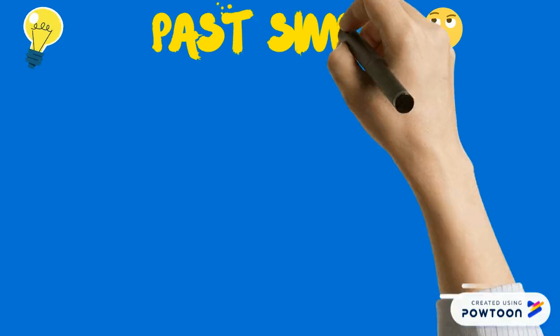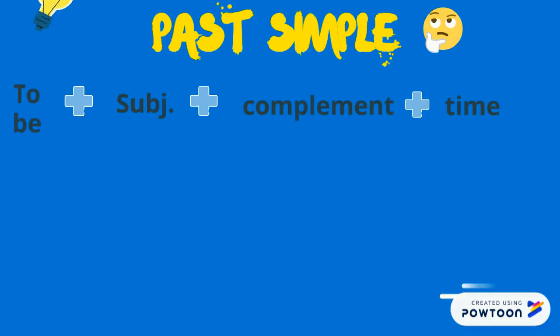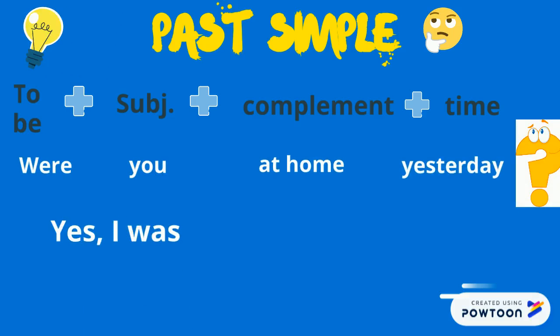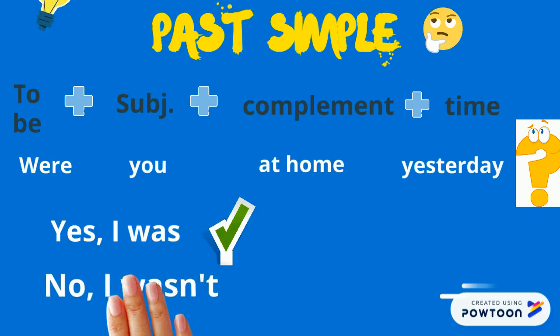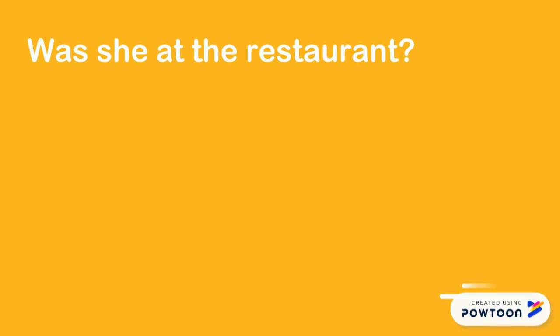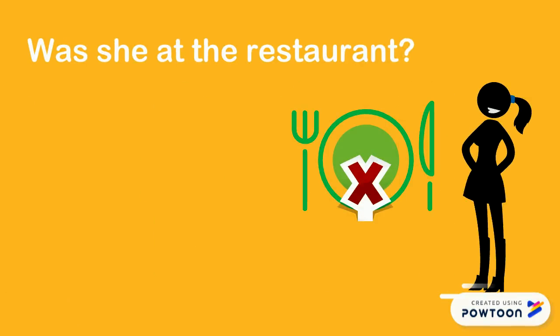Okay guys, remember the structure of the question. We need a to be verb plus the subject plus the complement plus the time and plus the question mark. So here we have an example: Were you at home yesterday? For the affirmative we have yes, I was, and for the negative answer we have no, I wasn't. So now let's see some examples with a negative and affirmative answer.